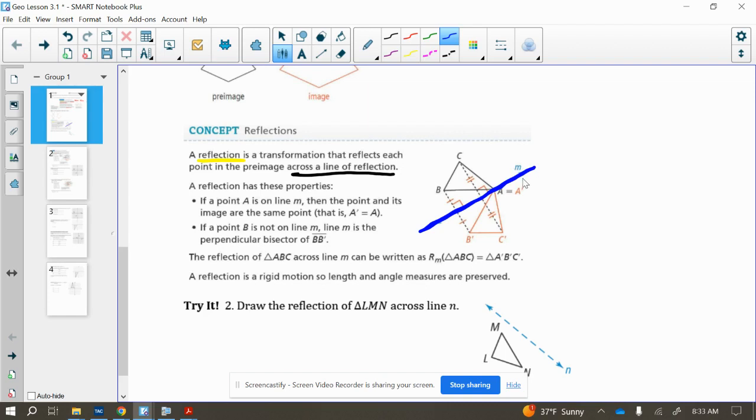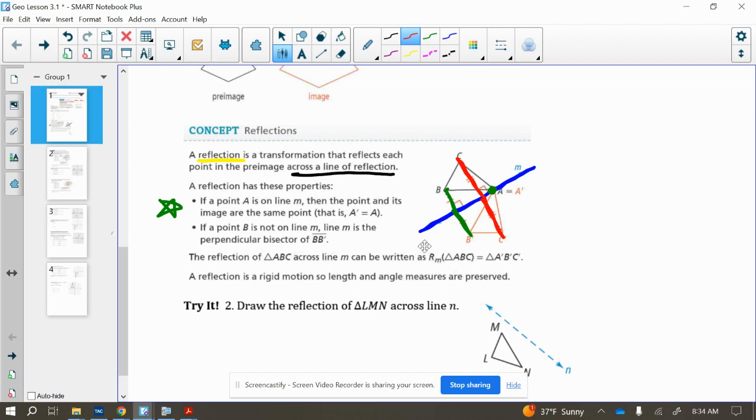We are reflecting it. Now notice if you have a point like point A that is on your line of reflection, it's going to stay put. If you're on the line of reflection, you're not moving. But points B and C are not on that line of reflection. And notice they are the same distance away from that line of reflection in the pre-image as they are in the image. And then same thing with point C, same distance from that line in the pre-image as it is on the image. Okay, so again, you move across that line, same distance.